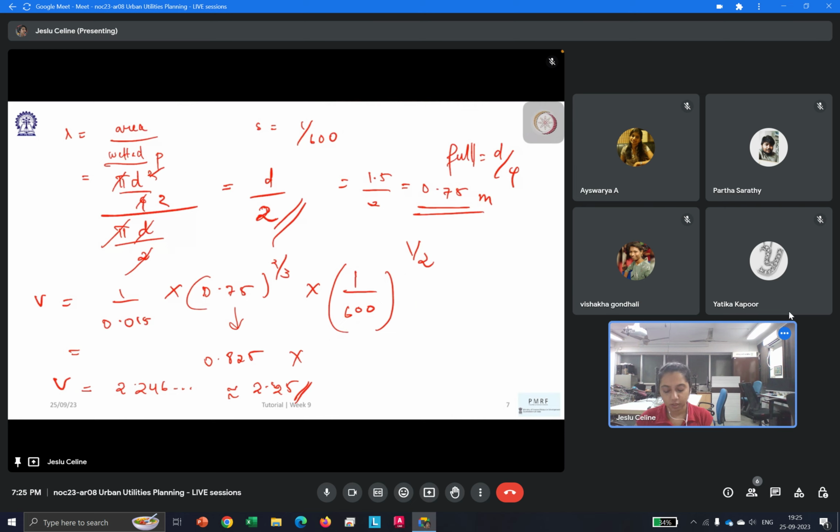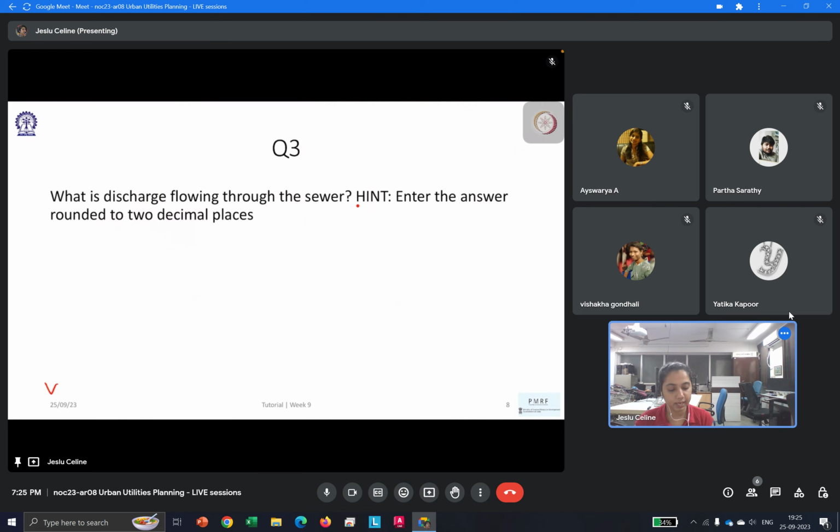Now the next question: what is the discharge flowing through the sewer? Again, the hint is to enter the answer rounded to two decimal places. This was a format given for previous assignments, but from this assignment onwards this format is not there, where you have to enter the answer. It's only multiple choice answers. But look that you round it off, otherwise the options might not match.